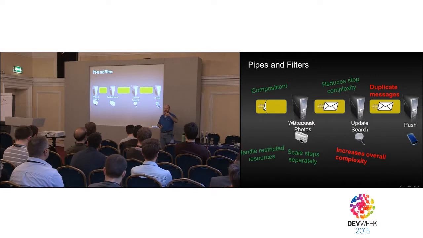So if a message comes into the system and it's this customer, okay, I'm going to go down this pipeline. If it's this other customer, I'll go down a different pipeline, right? Now, there's a couple of things that are really good about this: it reduces our step complexity. Each one of these steps is really independent from the other. They don't really have to know what the other ones are doing or care. That's kind of nice, it simplifies the code.